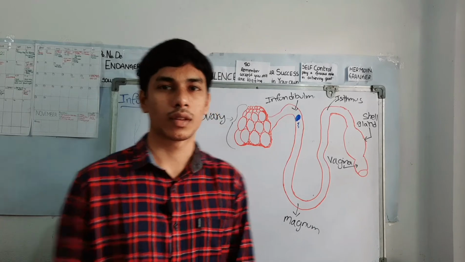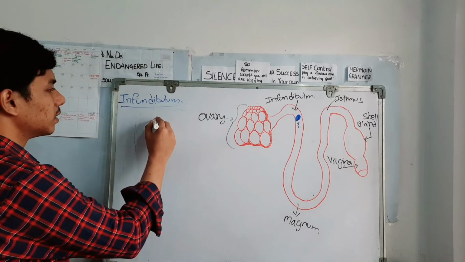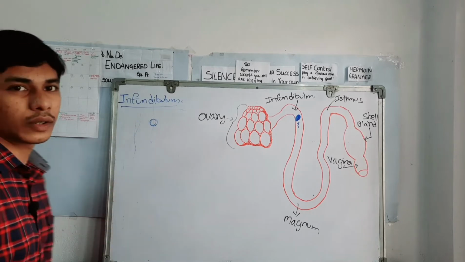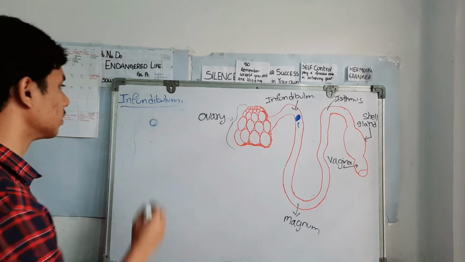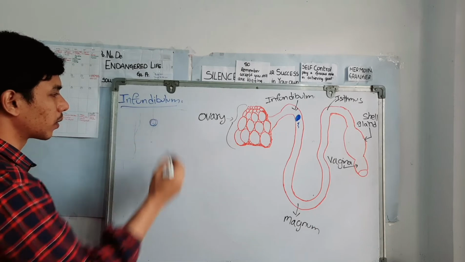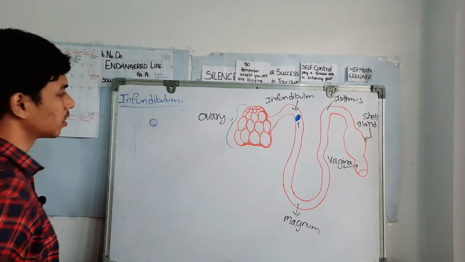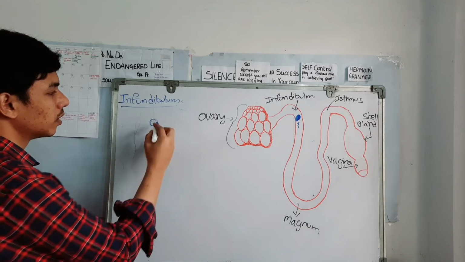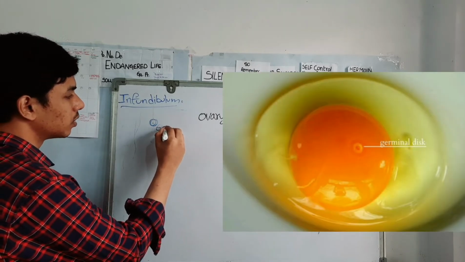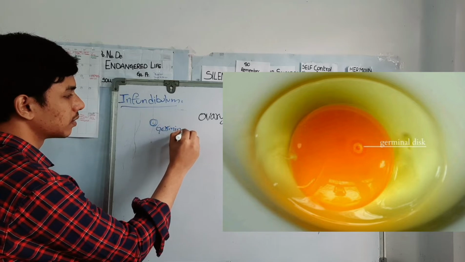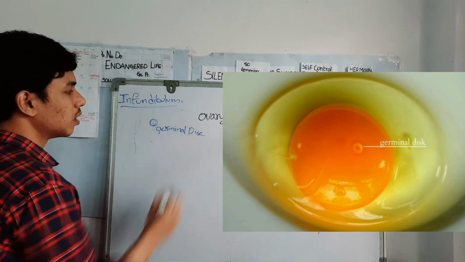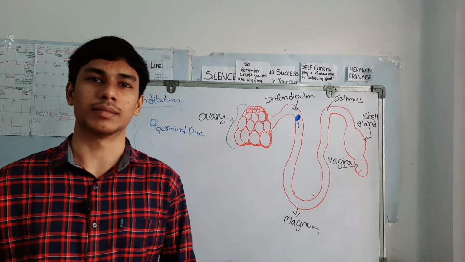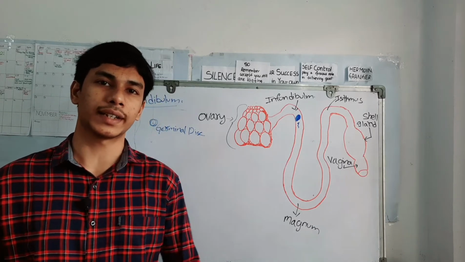Let's consider this as the yolk material. Then there is a small spot on this yolk, the spot through which the sperm cell penetrates into the yolk. This spot is called the germinal disc. The germinal disc of a fertile egg is called the blastoderm, and the germinal disc of an infertile egg is the blastodisc.